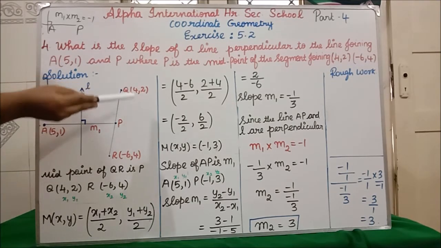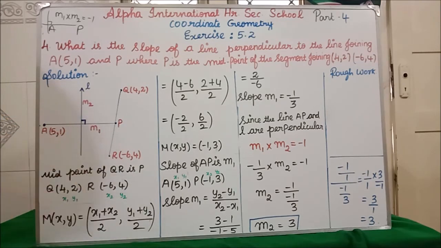Midpoint of QR is P. Q point is (4, 2). R point is (-6, 4). Now the midpoint formula is what? M(x, y) equals ((x1 + x2)/2, (y1 + y2)/2). This is our x1, this is our y1. This is our x2 and this is our y2.